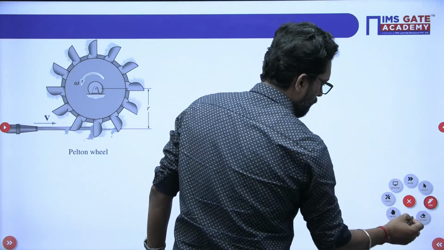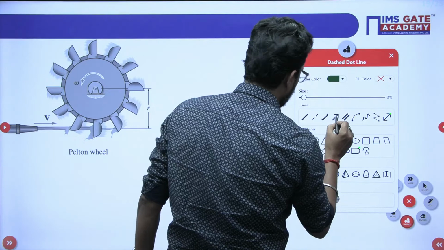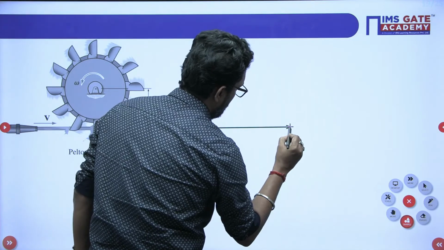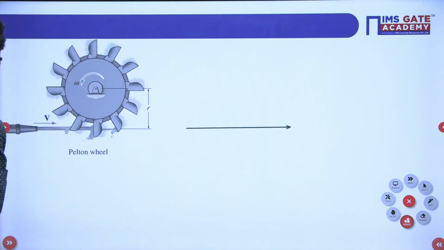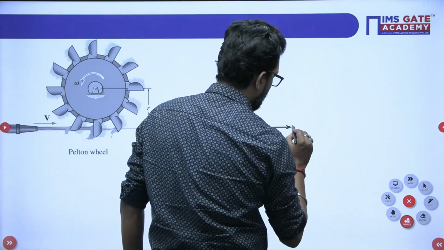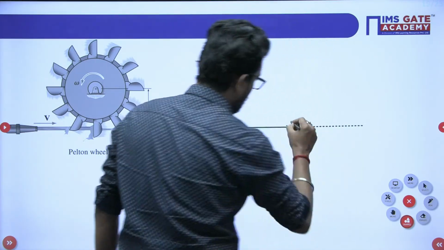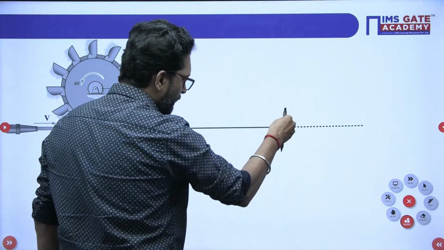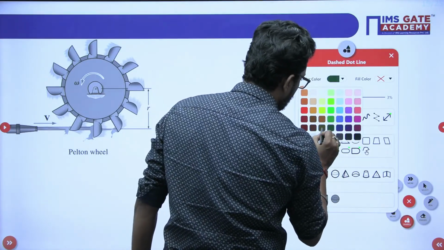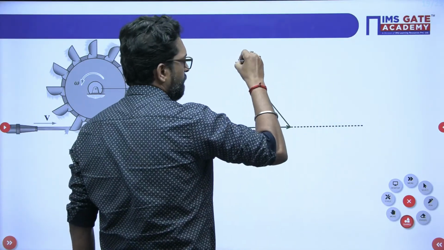So my dear, this is your in-swing jet with a velocity V. Now from this one, let's suppose it will go like that. But there is a splitter, so it will split into two components. One is in this direction.